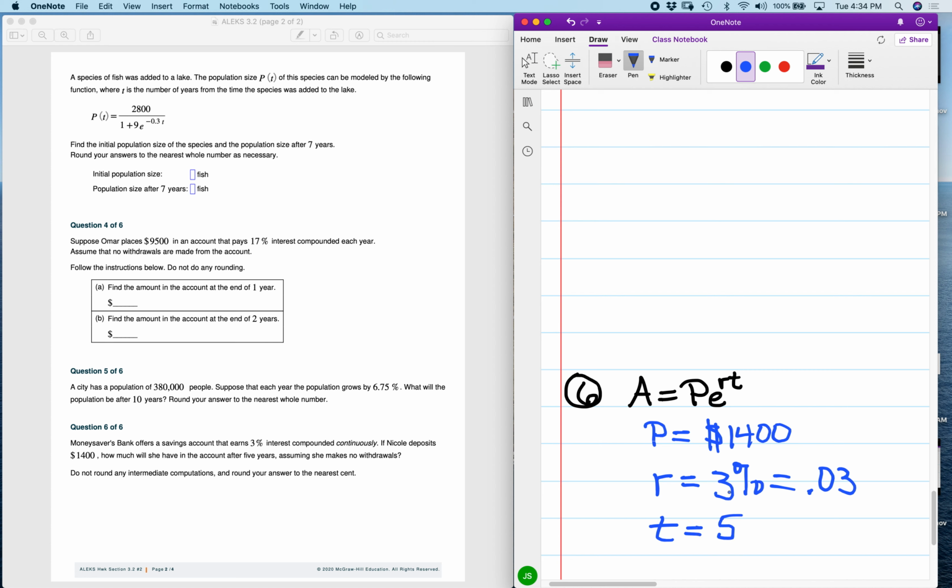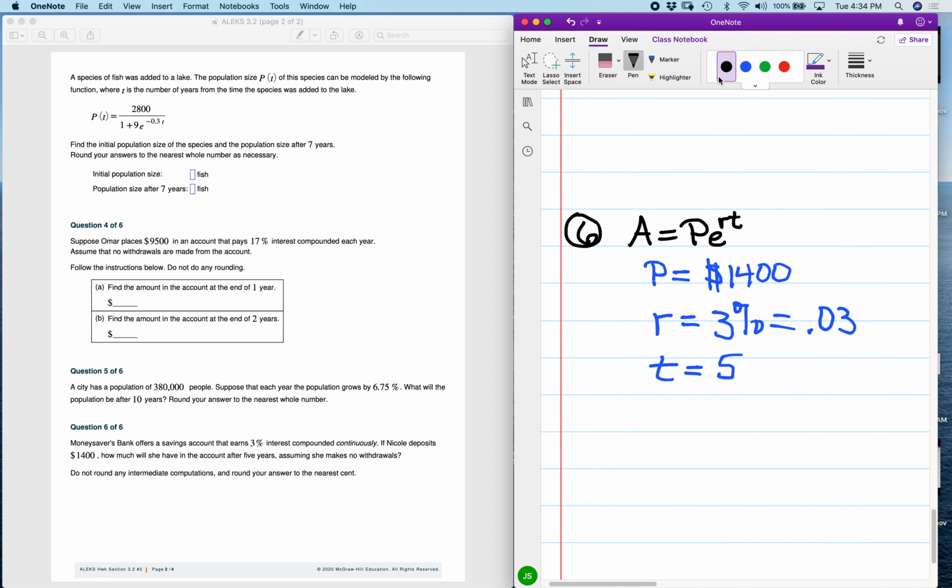So filling in for the future value, we have 1,400 times e raised to the 0.03 times 5. So we have 1,400 times e to the 0.15.